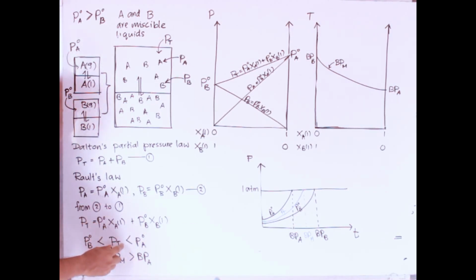The total pressure is not going to be above the saturated vapor pressure of the more volatile component, and it is not below the saturated vapor pressure of the less volatile component, which means B is less volatile than A. The solution's boiling point is always higher than the boiling point of A. A is more volatile than B, therefore the solution's boiling point is always less than the boiling point of B.